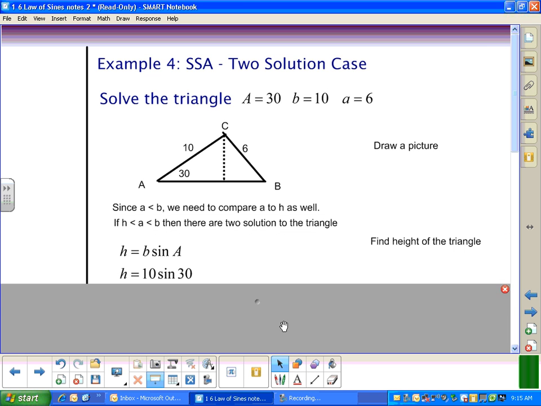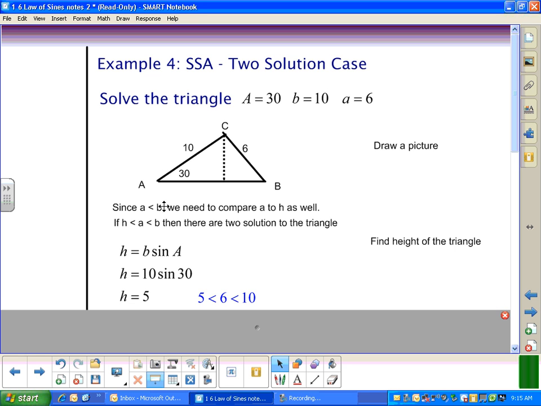Let's find the height. We know that the height is equal to b times the sine of a. So that's 10 times the sine of 30. I know that the sine of 30 is 1/2, so 1/2 times 10 is 5. So in this particular case, the height is 5.